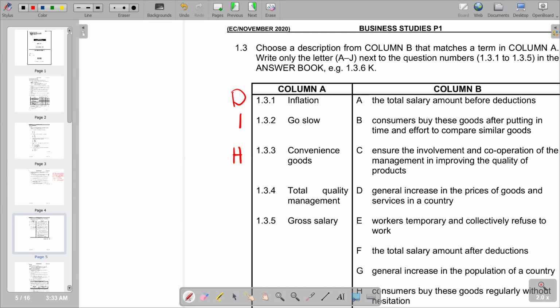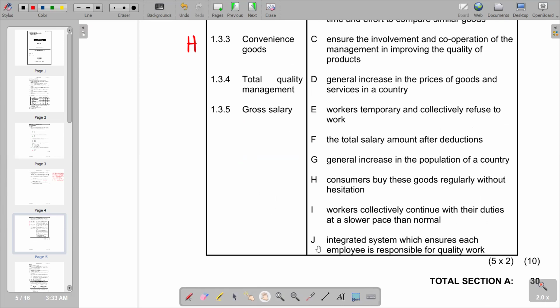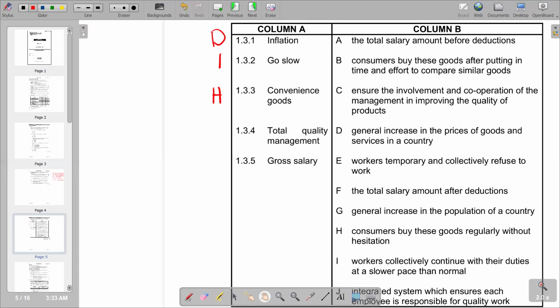And according to the responses that we have, let's try to see. Yeah, if you go to the last one, which is J, integrated system, which ensures each employee is responsible for quality work. So integrated system, that's the key explanation there, whereby we are integrating all workers that are there in the workplace, from lower levels up to high level. So J is the correct response that we have there.